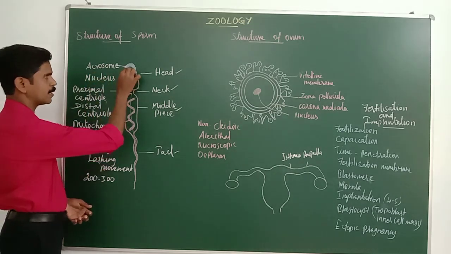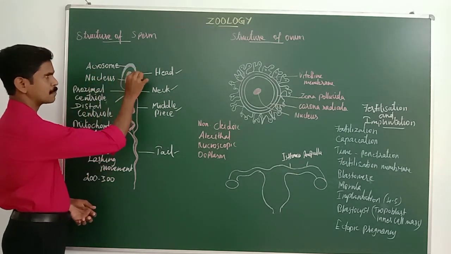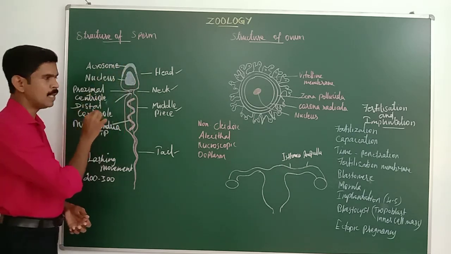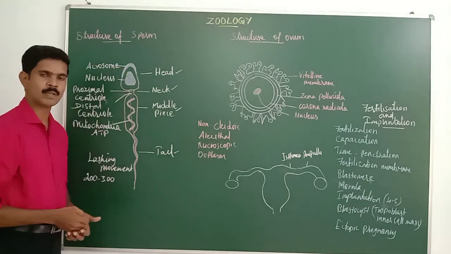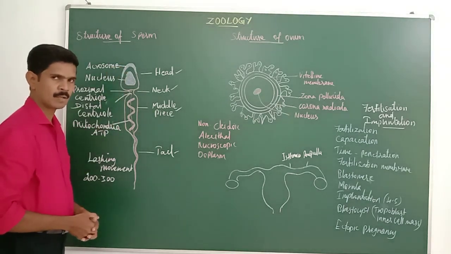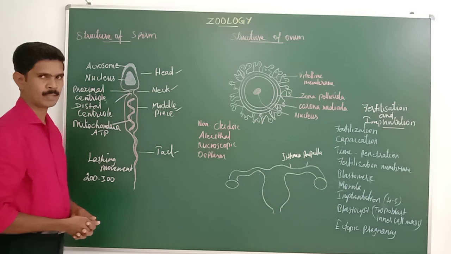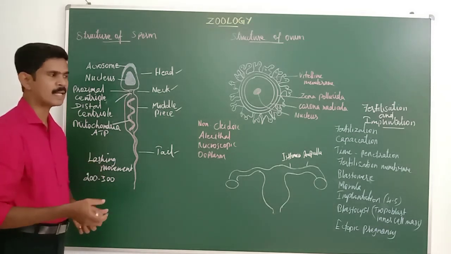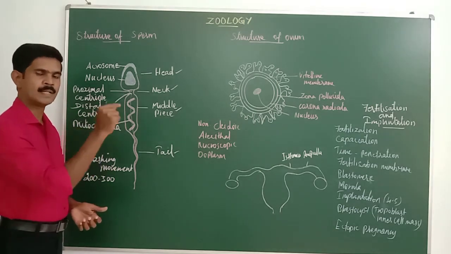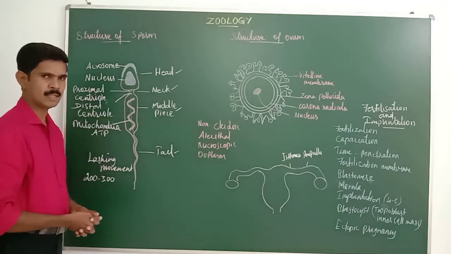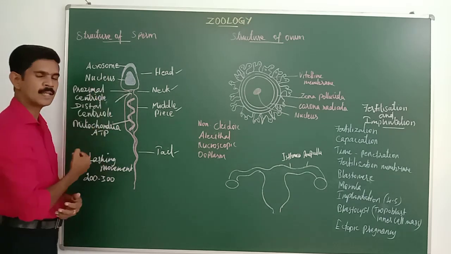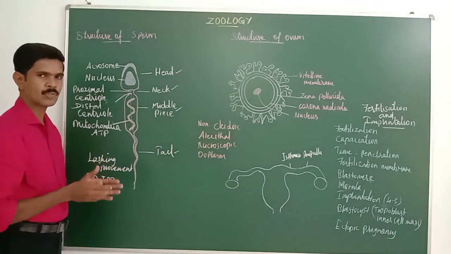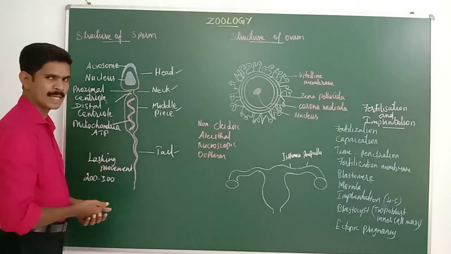Here, acrosome means a small cap-like structure present at the tip of the head region. This acrosome consists of one important enzyme, called the hyaluronidase enzyme. This hyaluronidase enzyme is used to rupture or tear the egg cell to penetrate inside the egg cell. Understand? So the acrosome consists of an enzyme called hyaluronidase, and this enzyme is used to penetrate inside the egg cell.